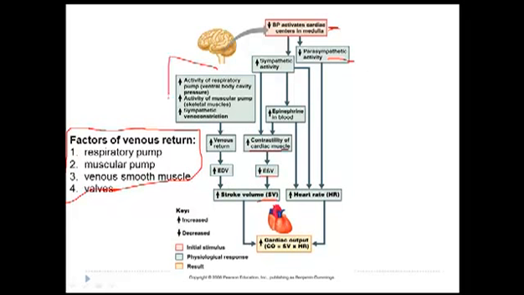Now over here we have our own little part of this chart. We're going to increase venous return. With our increased venous return, we're going to increase our end diastolic volume because we have more blood coming back to the heart. So if we have more blood coming back to the heart, we have more blood going into the ventricle. With the increased blood to the ventricle, we kick in Frank-Starling's law.